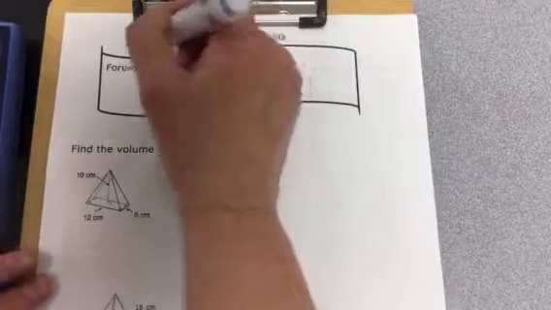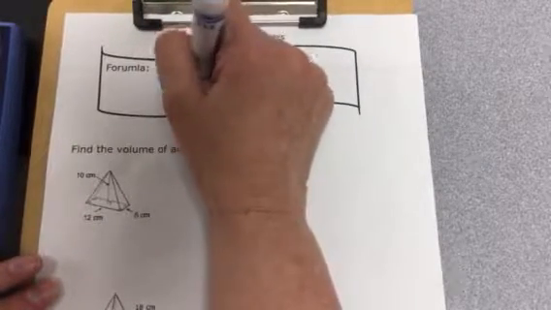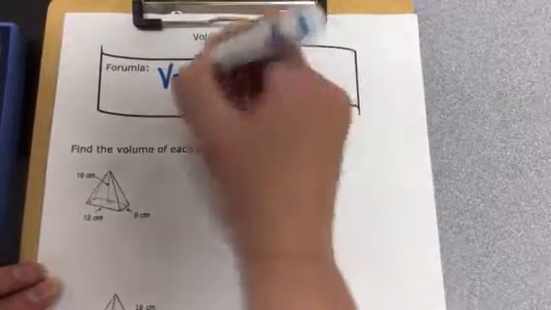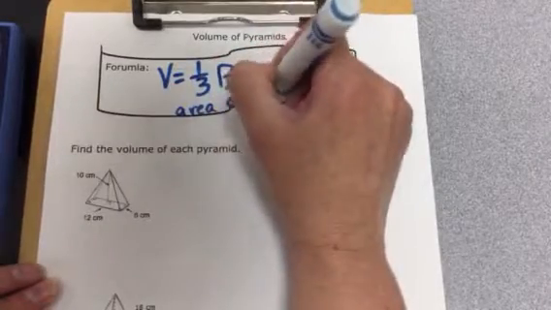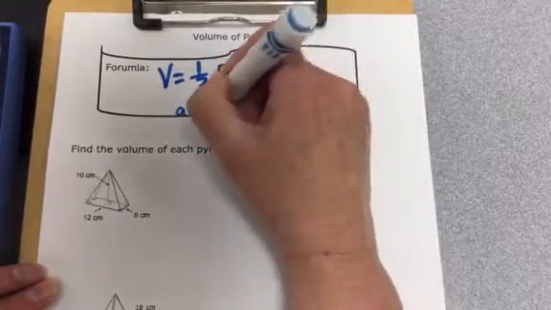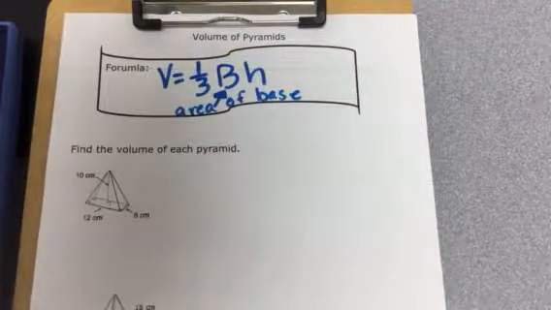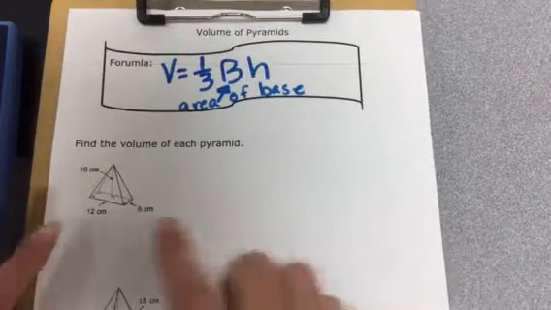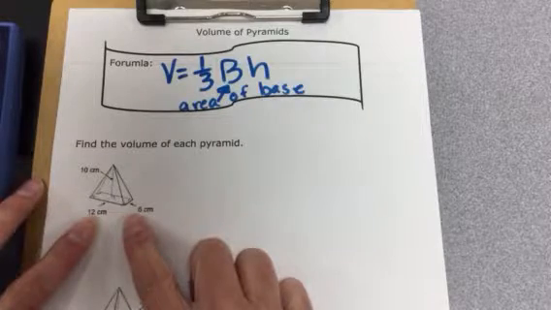So we'll write the formula in. Volume is equal to 1/3 area of the base times the height. And don't forget that the big B stands for area of the base. It is not just the base itself. The base has more than one measurement, and it's not going to be one number. It has to be figured out on its own.